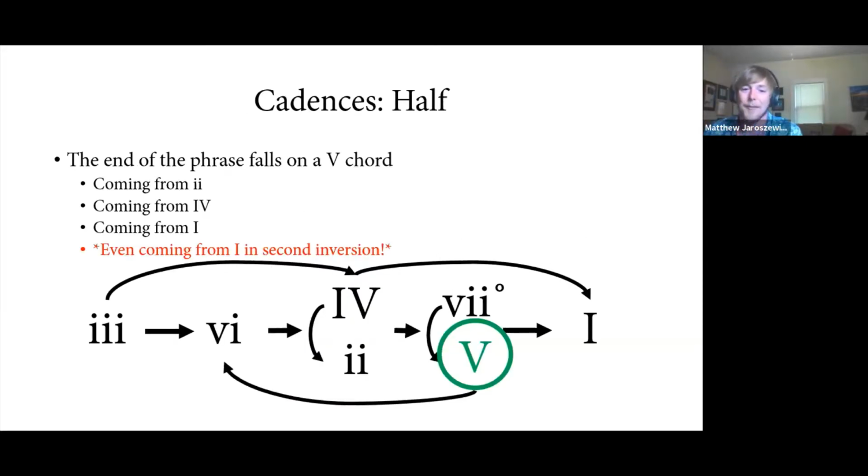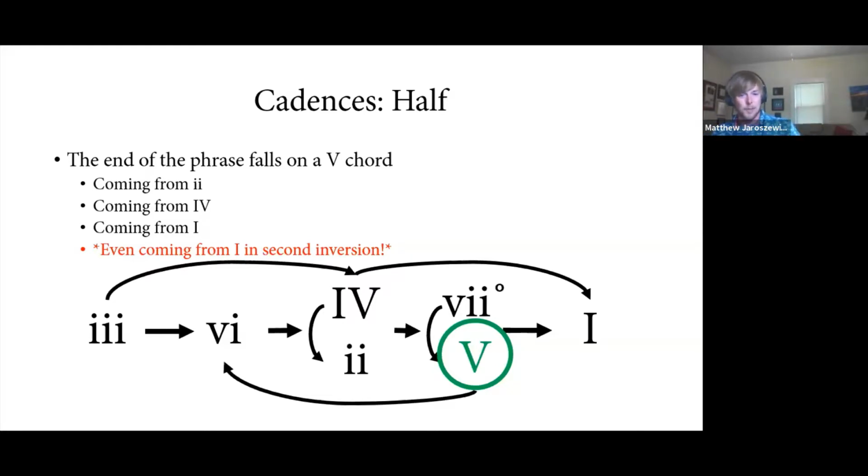Finally, we have the half cadence. The half cadence is essentially when the end of the phrase falls on a 5 chord, when typically we're expecting the end of a phrase to get to 1. If we get to 5, we think we'll probably get to 1. But in this case, we're going along, and then we just stop on 5 at the end of the phrase. Like that. Take a breath. That sounds like the end of a phrase.